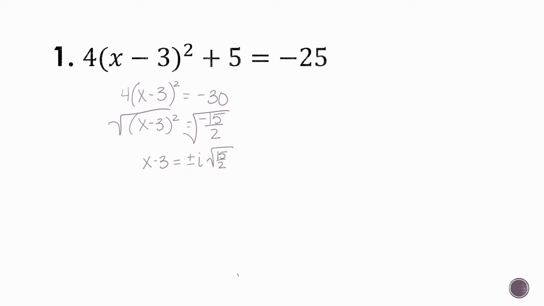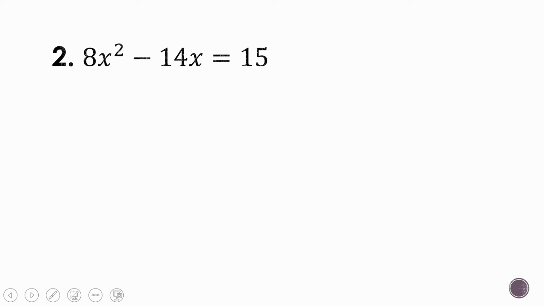I made that an i because the 15 over 2 is negative, and the negative needs to come out and be an i. Last thing to do is to add 3 to both sides. And there we go. There is our solution. Okay, that's the first one.